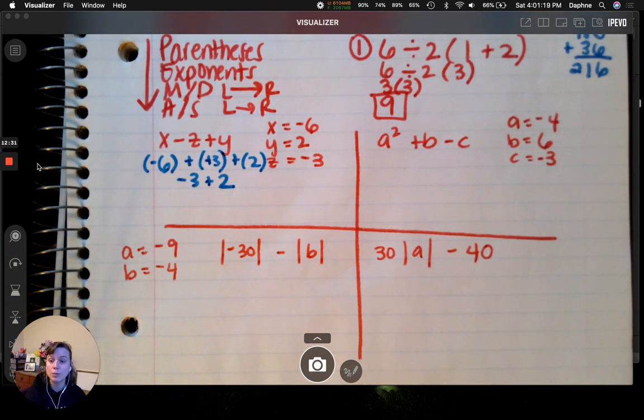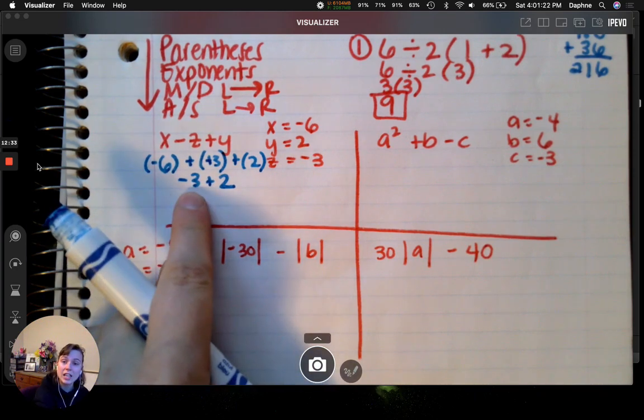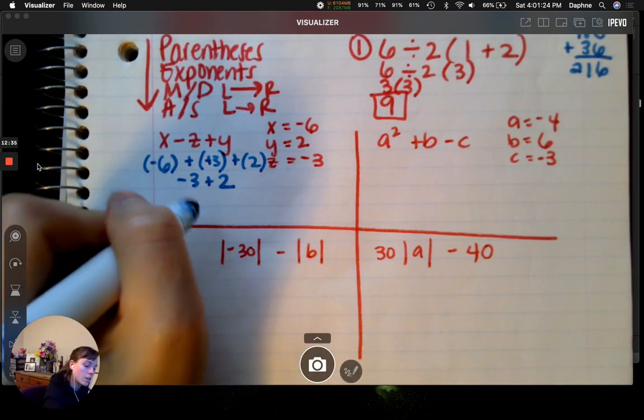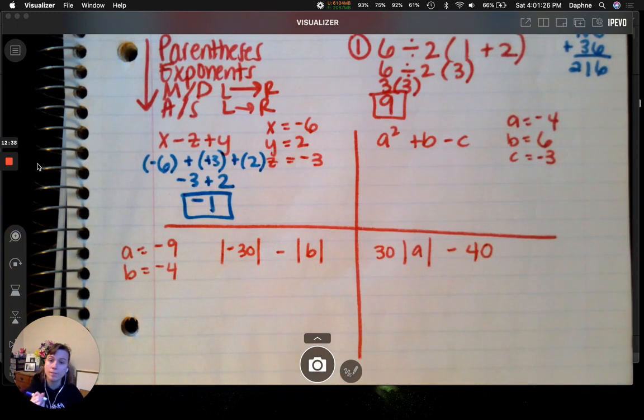Again, I see addition and subtraction. So let's do that. What's -3 plus 2? -1. Pause here. Can you explain every single step of what we did and why we did it?